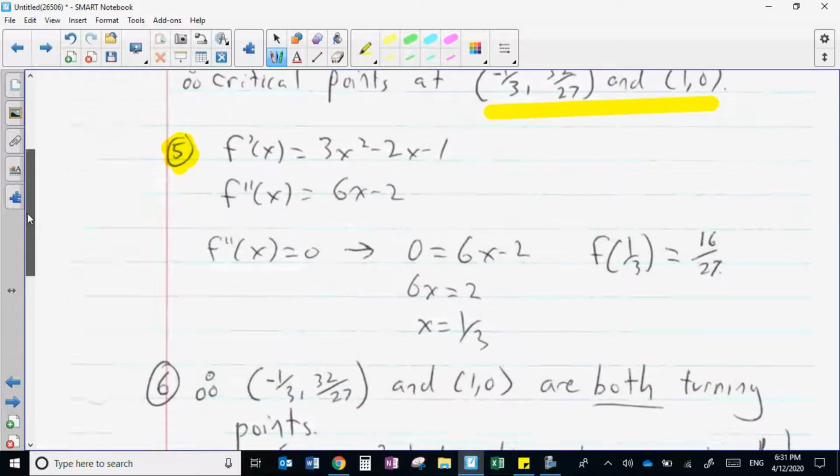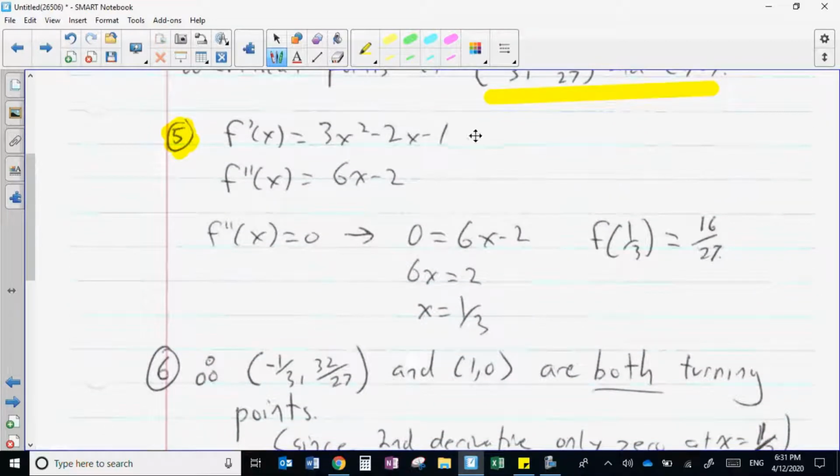So I'm doing step 5, finding the second derivative. There's the first derivative, okay? And then if I take that derivative, I get 6x minus 2. I set that equal to 0, and I get x equals 1/3. Now the y value that goes with x equals 1/3 is 16/27. So I calculated that on my own.